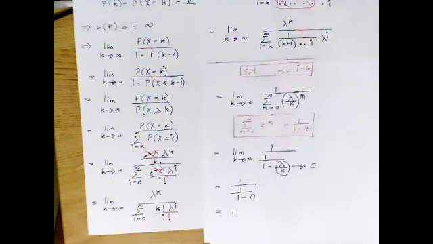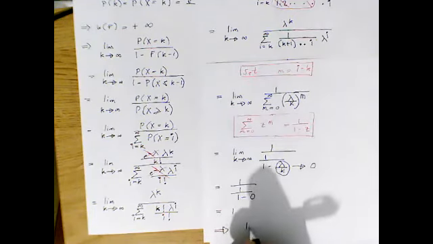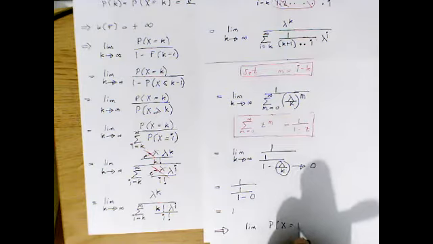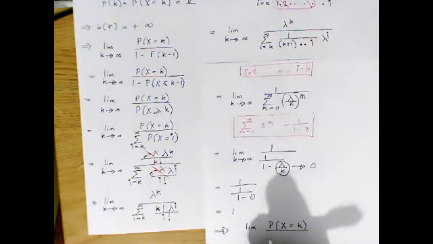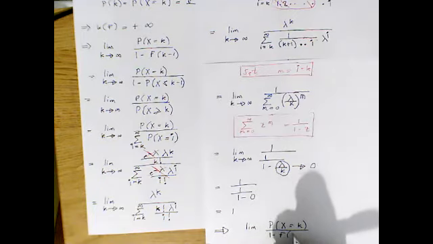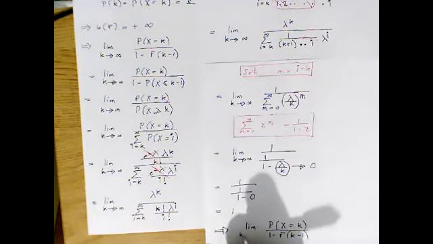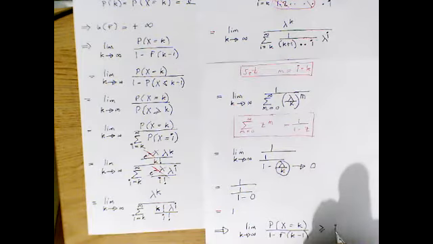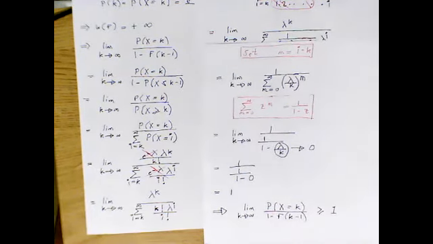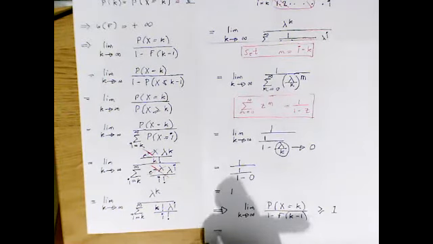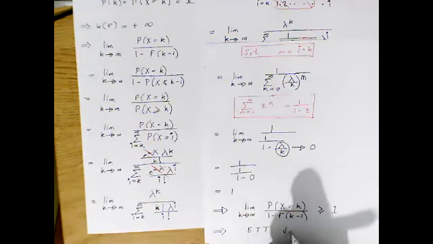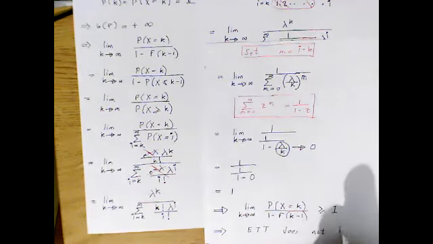So what we have shown, guys, I know it's been a long calculation, is that the limit of the ratio is greater than or equal to 1, right? Hence we have shown that the ETT, or the extremal types theorem, does not hold.